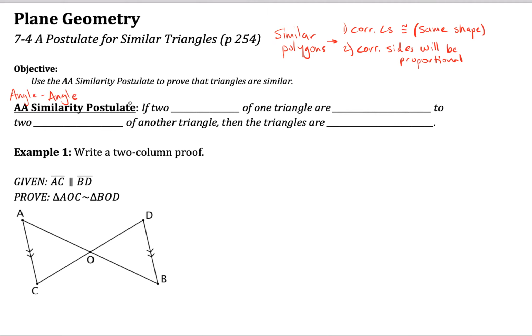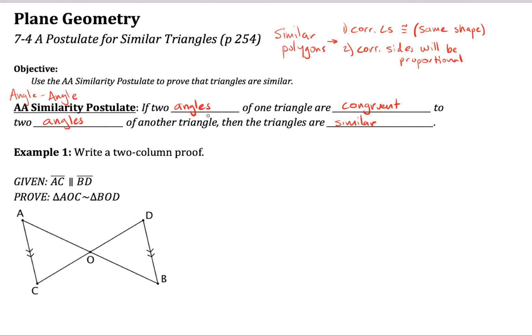And so if you need to make yourself a note, AA stands for angle-angle similarity. And so what the angle-angle similarity postulate states is that if two angles of one triangle are congruent to two angles of another triangle, then the triangles will be similar. And so what this shows us is, even though this is our definition of similar, corresponding angles are congruent, all of them, and corresponding sides will be proportional, we actually don't need to know anything about the sides if we have two of the angles that are congruent.